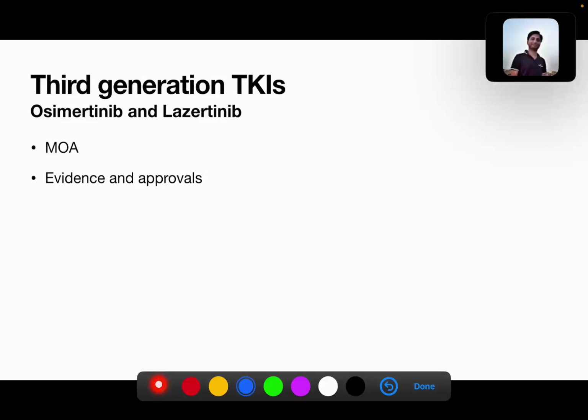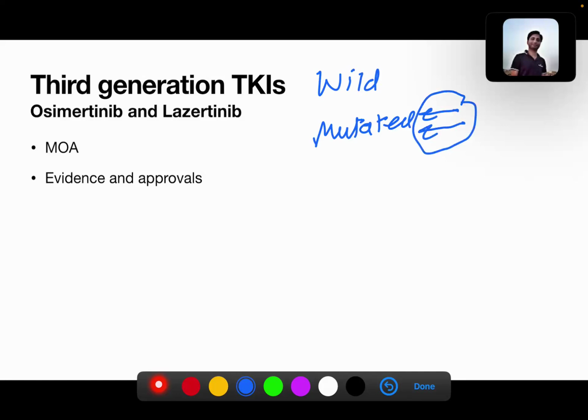Now, coming to the third generation TKIs, the third generation here is slightly different, right, in its mechanism of action. So you have osimertinib and recently introduced lazertinib. So you have the wild and mutated EGFR receptor. It binds more specifically to the mutated EGFR receptor when compared to the wild, right? So because it binds more specifically to the mutated EGFR receptor, unlike the first and second generation TKIs, certain toxicities are lesser. Okay. So basically the dose here is osimertinib is 80 mg OD and lazertinib is 240 mg OD.